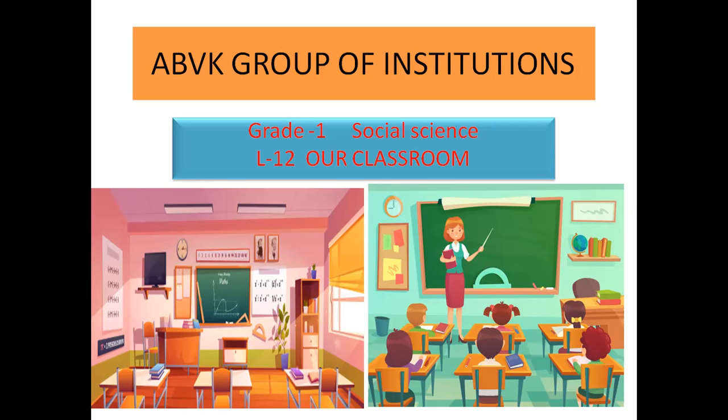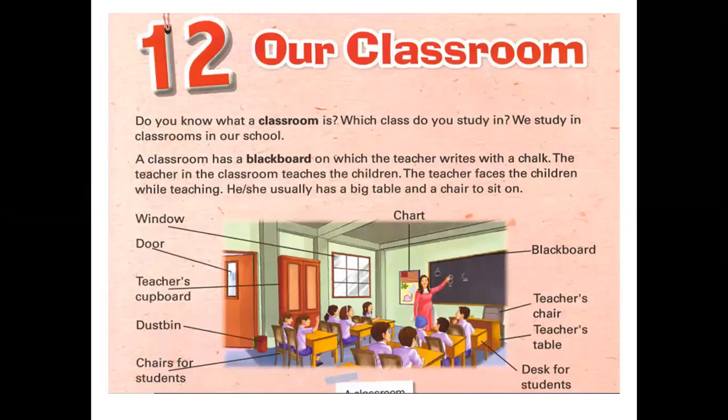So children, tell me, where do you study in the school? Yes, you all are studying in the classroom. Very good. Next, which class are you studying in? Yes, you are all studying in first standard. And what are the things that you do in your classroom? Children, you do many things in the classroom. You are studying, reading, writing, drawing, playing, and chatting with your friends, and many more things you do in the classroom. Yes or no? So in today's class, we will learn what a classroom is.